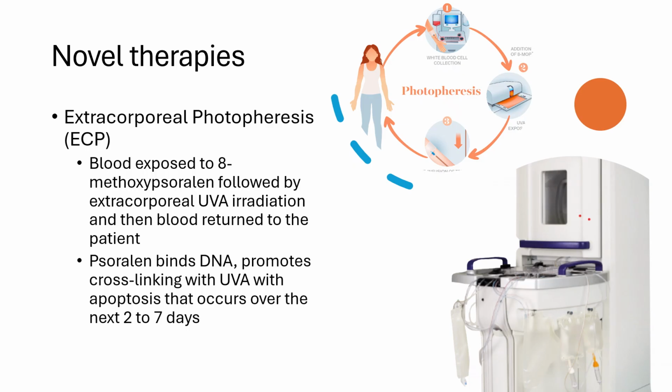So psoralen binds the DNA and promotes the cross-linking with the UVA, which causes the cell death to occur. So they should be having cell death of hopefully these donor cells in the next 2 to 7 days following the treatment. So it is a novel treatment. They do use this a lot in the stem cell patients or bone marrow transplant patients that get graft versus host, but this is something we're starting to see in some of our patients. Usually it's done a couple times a week, and they do need the same kind of access that they would for apheresis.